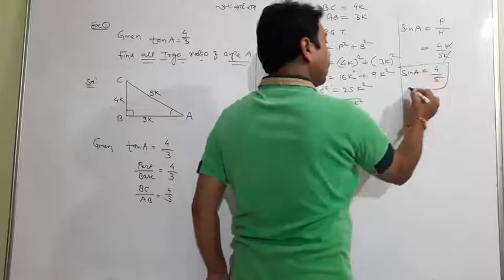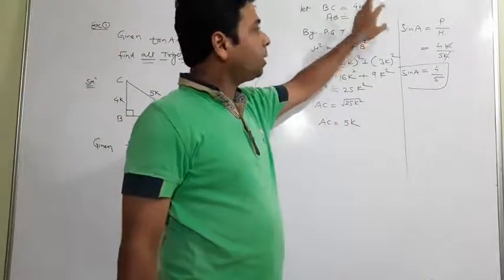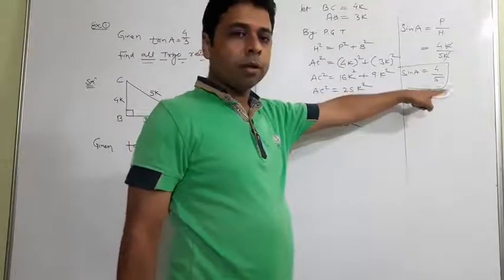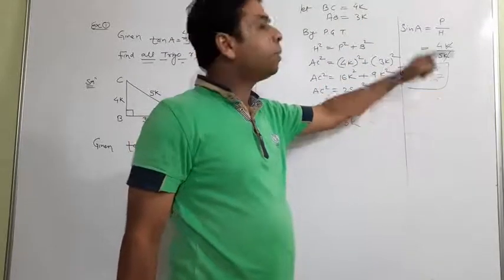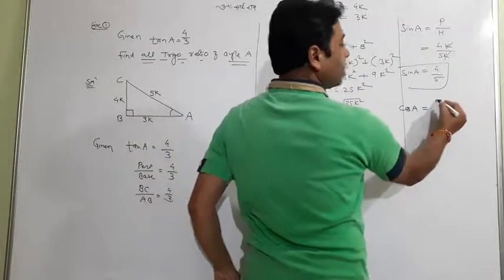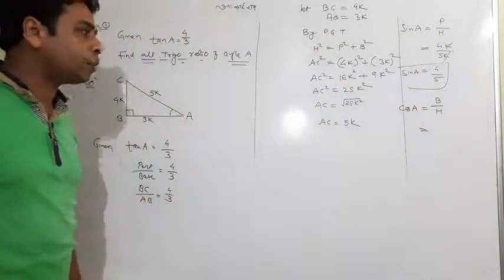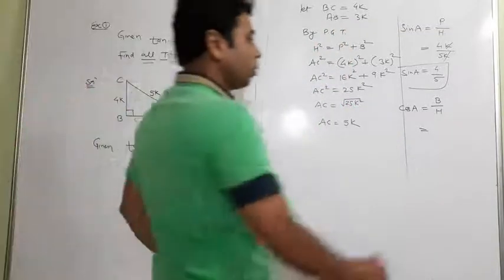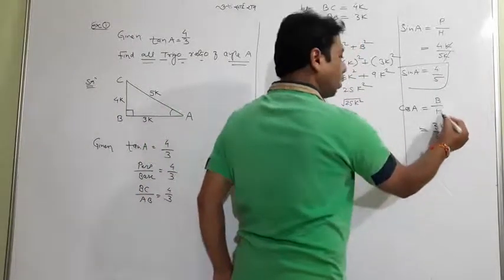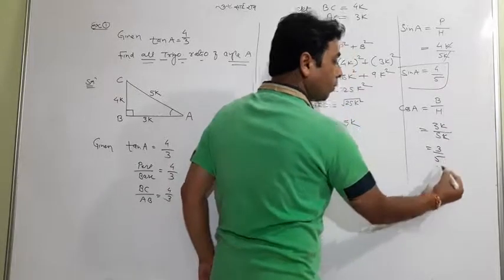So when you took k, I think you were in trouble about why we took k. But this is actually the right method. If you do not take k, the answer will be the same. It won't change, but this is the right method. Sin A, then cos A is equal to, as I told you the formula yesterday, base upon hypotenuse. So base is 3k, and hypotenuse is 5k. Both k will cancel. It is 3 by 5.